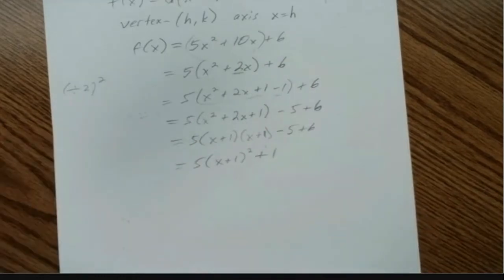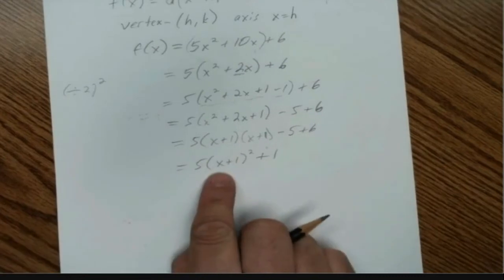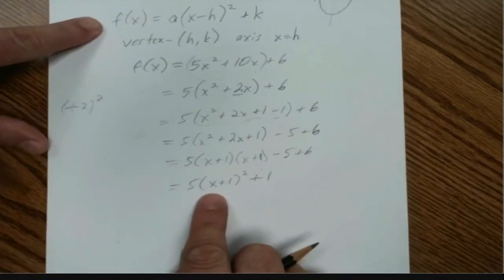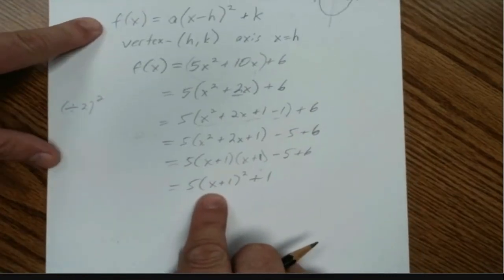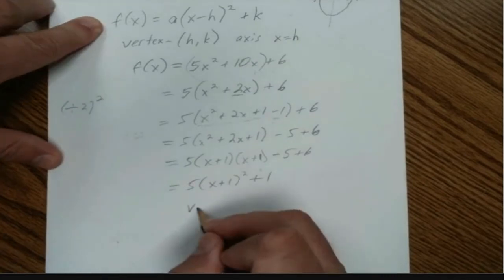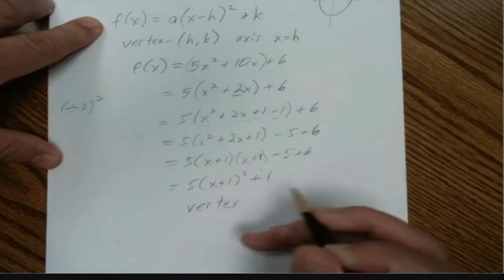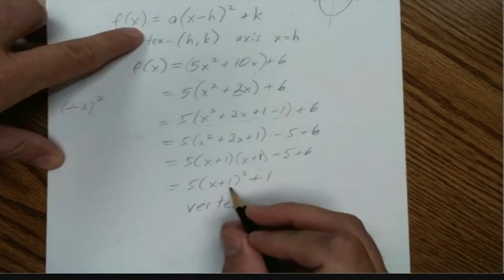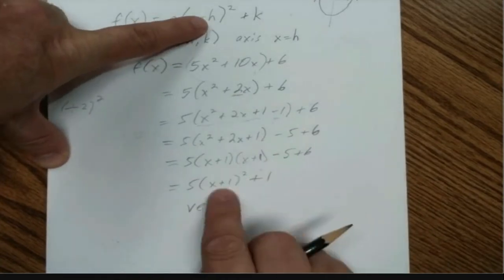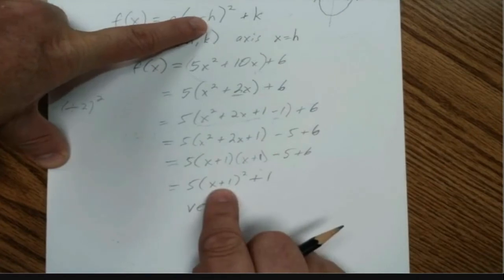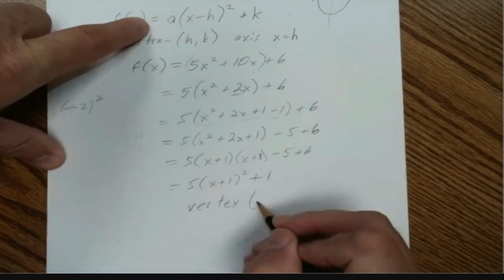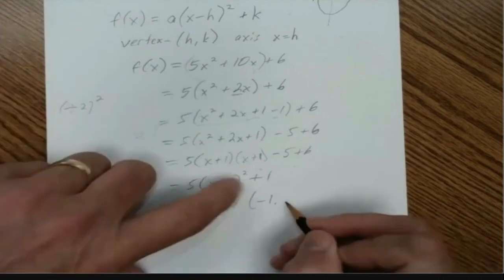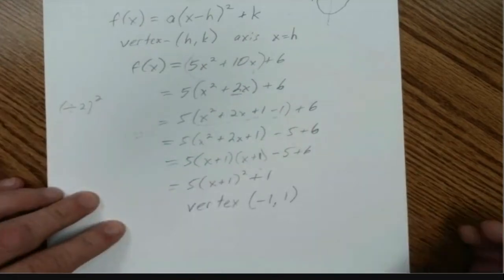This is now vertex form. So we know the vertex of this quadratic equation, which started right here. The vertex is going to be at -1, because this is x minus the h. Since we have x plus 1, the h must be -1. So the vertex is at -1 and the k is 1. That's where the vertex is.